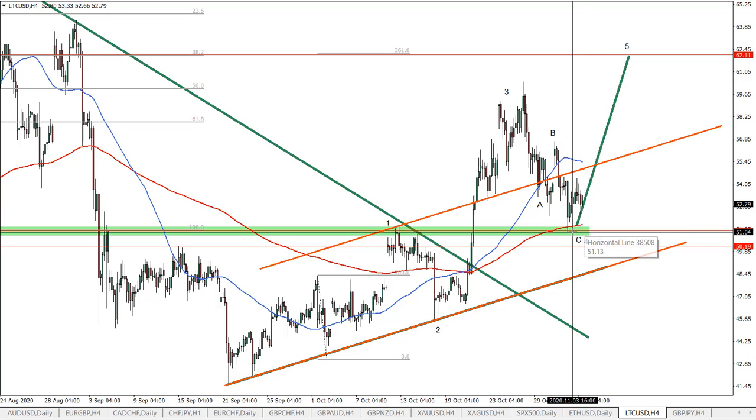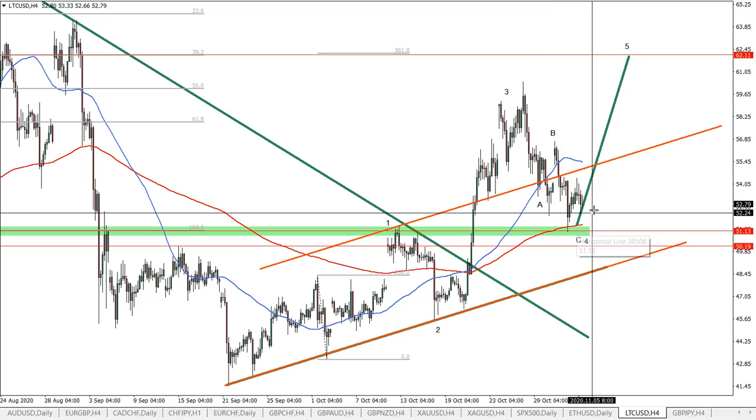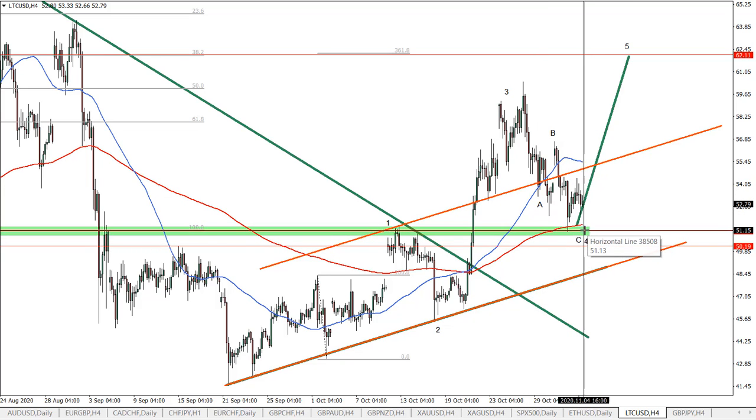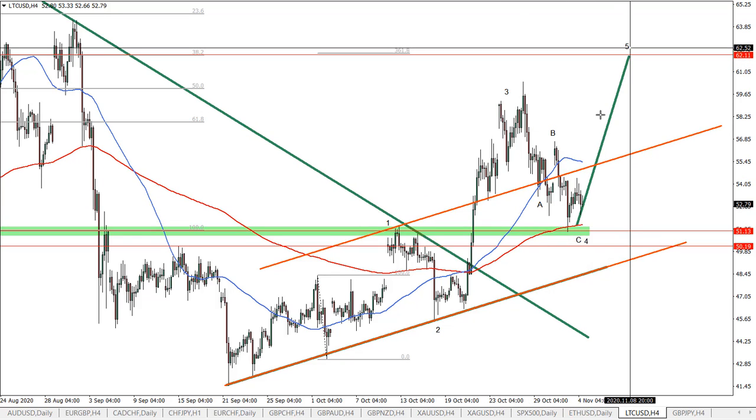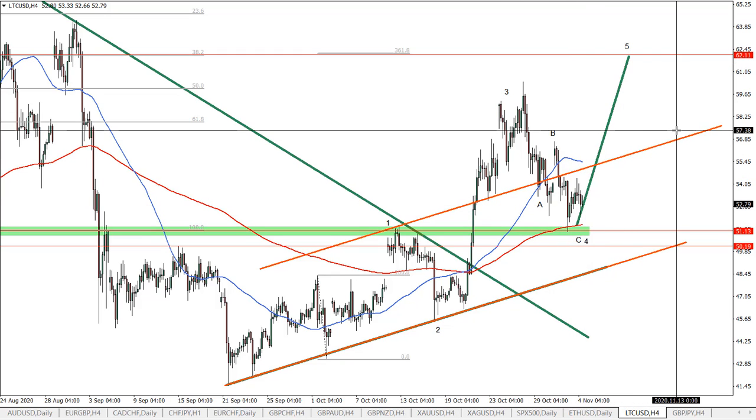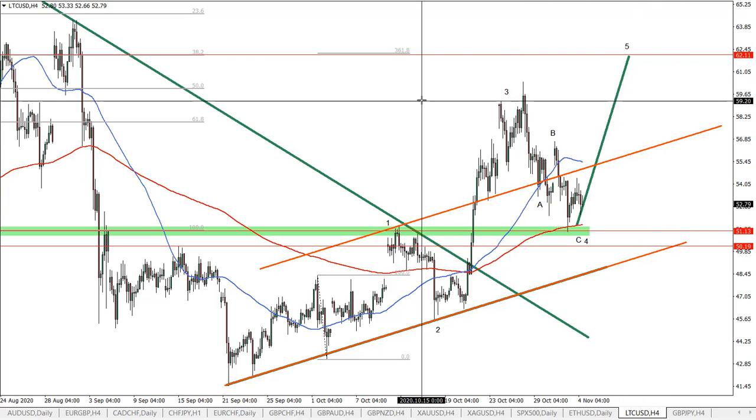I think there could be another spike below in the worst case, but we definitely need to have a 4-hour close above if there will be a spike. In this case, it will remain valid. So watching this support, it could correct towards this area once again, but I am expecting the 5th wave to the upside to start soon as well.